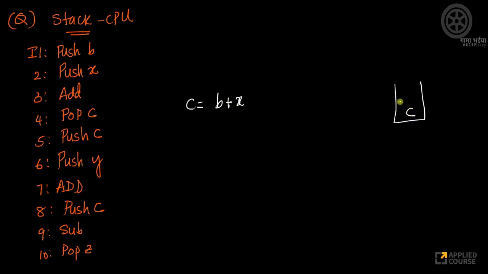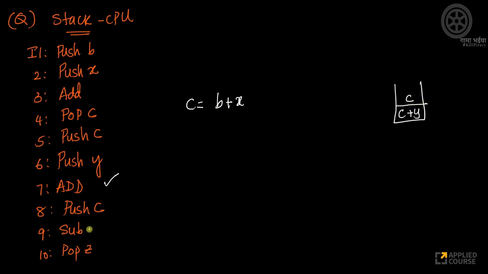Then it says push Y. So I push Y also onto my stack. It says add. So now if I add both of them, what will I have? I'll have C plus Y in my stack. I'll only have C plus Y in my stack. Then it says push C. Again it says push C. So let's assume I push C now.